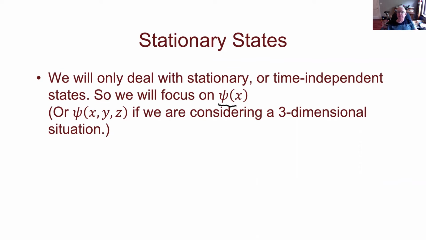Why the stationary states? Why is it time independent? Because if we want to describe, for example, the 1s orbital in a hydrogen atom, the properties of an electron in that orbital don't evolve over time, right? That electron has a particular energy. As long as it stays in the 1s orbital, it will stay at that energy. And so we don't need to consider time dependence for that sort of situation.